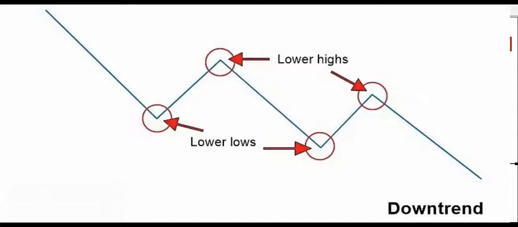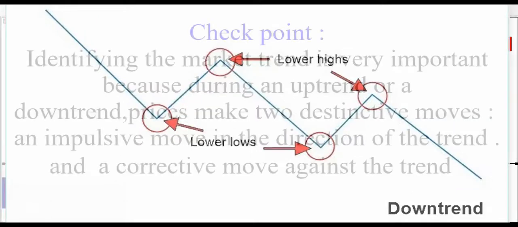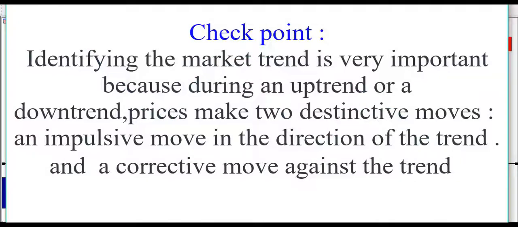So don't complicate your analysis. An uptrend or a downtrend is obvious. If you feel confused and you don't know if the market is trending up or trending down, ignore that chart and move on. Look for a chart where the market trend is clear. Identifying the market trend is very important, because during an uptrend or a downtrend, prices make 2 distinctive moves: an impulsive move in the direction of the trend and a corrective move against the trend.